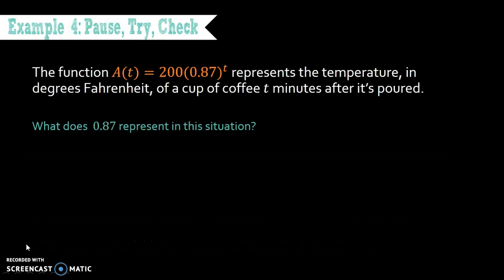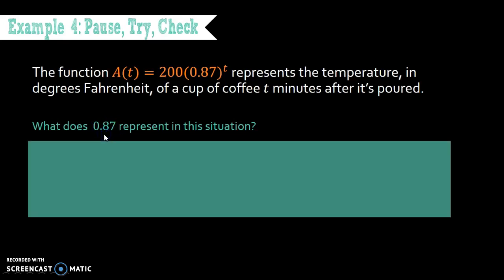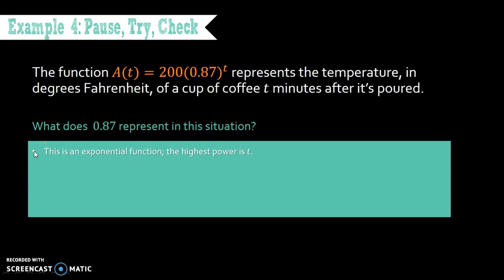Pause and try this one. What does the 0.87 represent in this situation? So we know it is an exponential function because our highest power is t. We also know that exponential functions have growth or decay rates, and that's the entire thing inside the parentheses. Since this is less than 1, I know that this function represents decay.